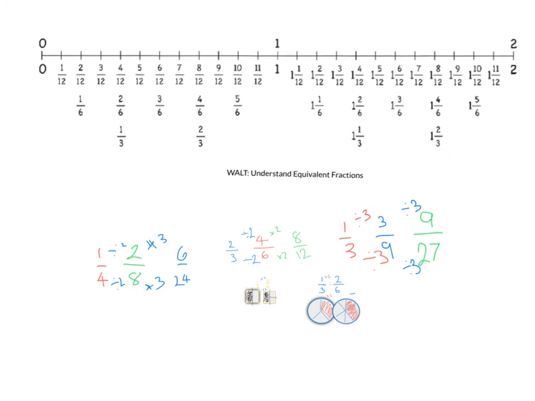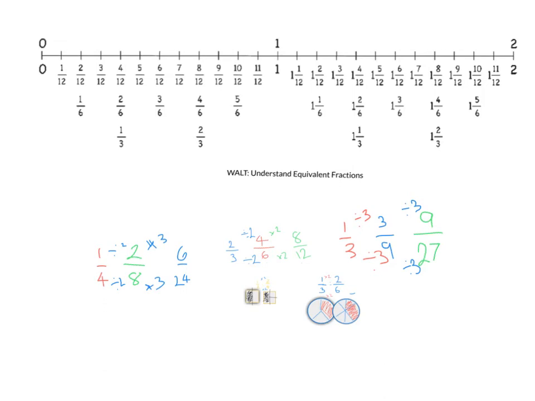There's our number line. It stretches all the way from 0 to 2. And in there, we've already got some fractions listed. You can see that we've got all the 12ths listed, and you can also see below the 12ths, the 6ths listed. And then below the 6ths, you've got the thirds listed.